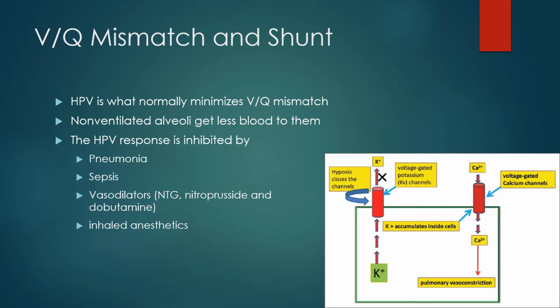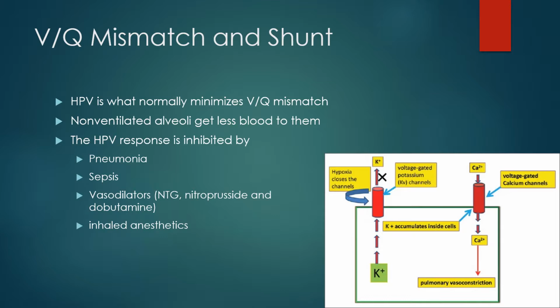The hypoxic pulmonary vasoconstriction response is inhibited by a number of conditions and medications, like pneumonia, sepsis, and vasodilators. In the PACU, the residual effects of the inhaled anesthetics and vasodilators like Nipride, nitroglycerin, and dobutamine will blunt this pulmonary vasoconstriction and contribute to arterial hypoxemia. Interestingly, phenylephrine augments this hypoxic pulmonary vasoconstriction response, but this is probably not clinically significant. It's more like an interesting lab finding.